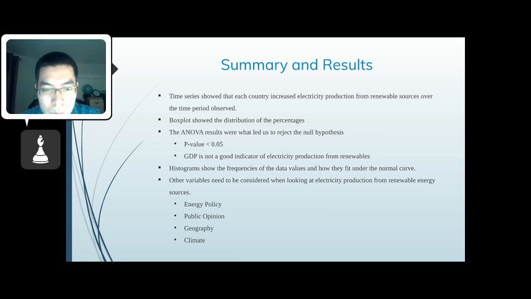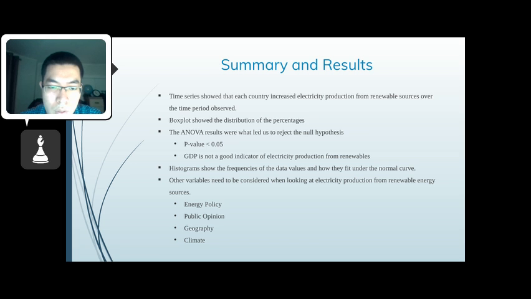And from the ANOVA results, which is more statistical, we can see that the p-value is close to 0. So we have to reject the null hypothesis, which means GDP is not a pretty good indicator of renewable energy production, and we can see that these two may not be that related due to the p-value close to zero.